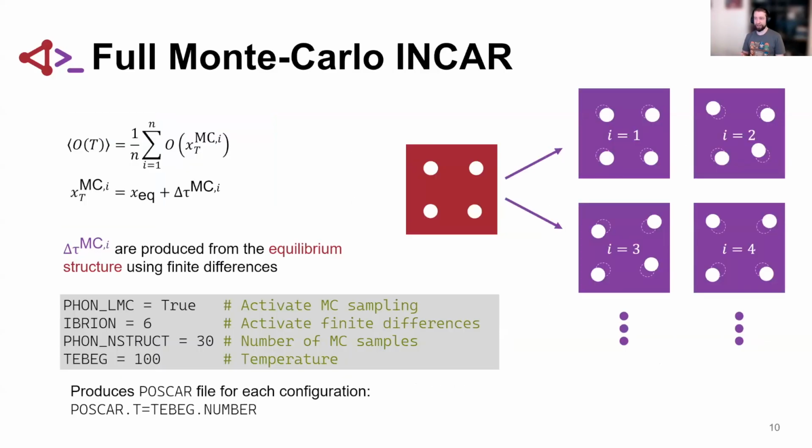Practically, how does this look like? How do we start such a calculation with VASP? Well, first of all, you start already in an equilibrium structure, and then you generate the cells. In order to do that, the first tag you set is PHON_LMC equals true. This activates the Monte Carlo sampling. In addition, you also want to activate IBRION equals 6. This is the finite difference driver that gives you your phonons. So you calculate the phonons in order to get these displacement patterns.